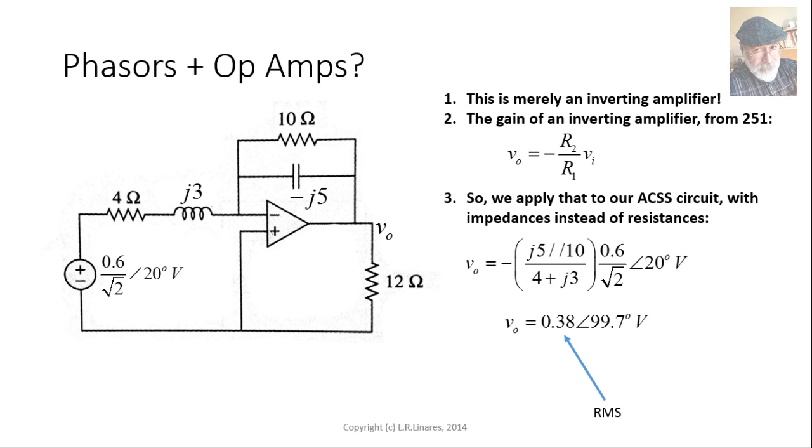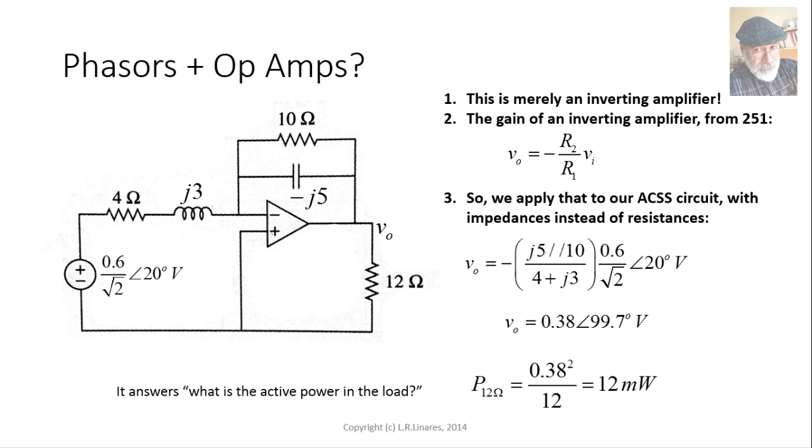0.38 volts is the RMS value of the output voltage. And we'll remember that if we square the RMS value of the voltage on a resistor and divide that by R, we get the power in that resistor. Yes, the power in the 12-ohm resistor is 0.38 squared divided by 12, in milliwatts. That answers the question, what is the active power in the load?